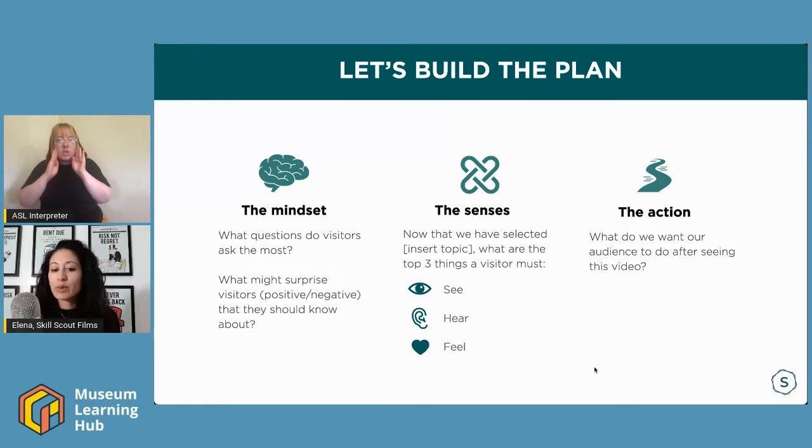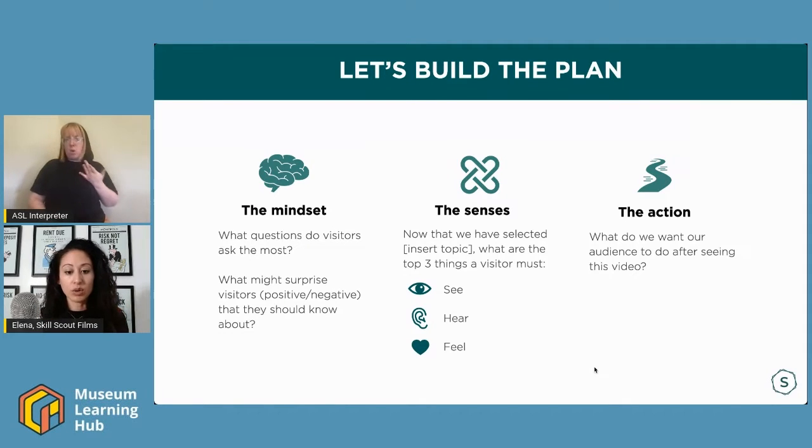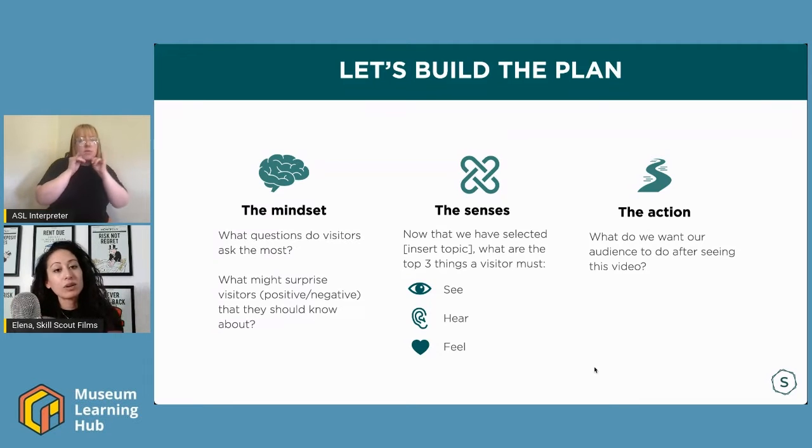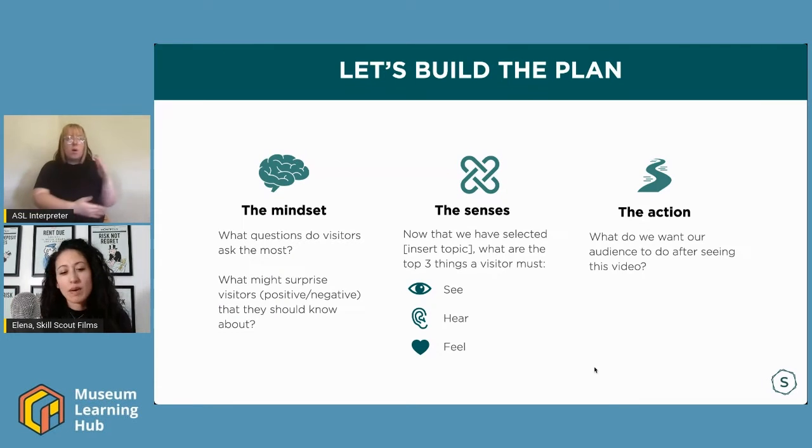And now, okay, now that we've selected this topic, what are the top 3 things a visitor must see, hear, and feel? And this is really important as we're going to start to go into the plan. So what do they need to see? AKA, what's the shot list? What might we need to hear? AKA, what are the interviews? What might they be speaking about? What do we want them to feel? Do we want them to feel excited? Do we want them to feel nostalgic? And then certainly for videos like this, it's the action. What do we want our audience to do after seeing this video?